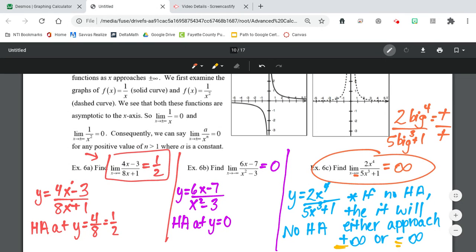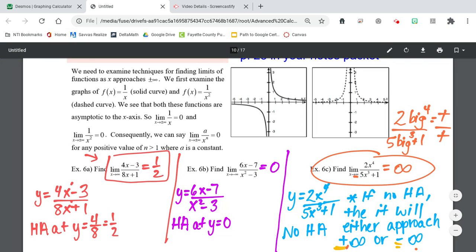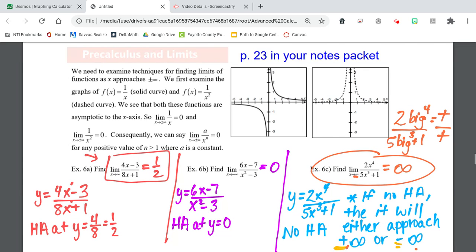So you can keep the asymptote rules, but then if there's no asymptote, then you just have to figure out, is your answer going to be positive infinity or negative infinity? All right, so that's what we have in our notes. Let me show you what it's going to look like in Delta Math.